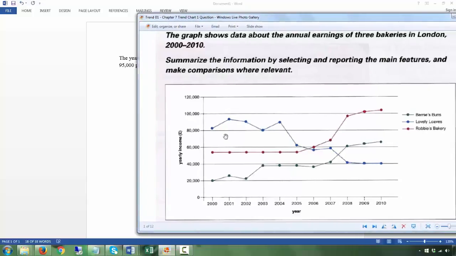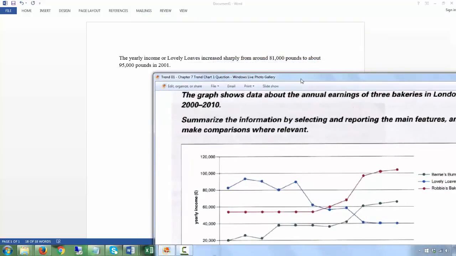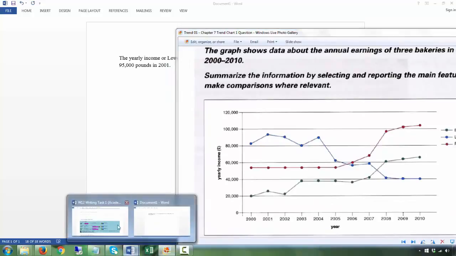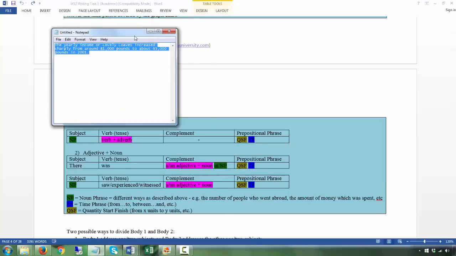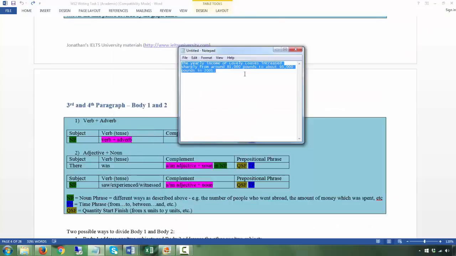So I'm not saying that you should describe it in so much detail like that. In fact, I wouldn't, because you don't have time. But I'm just showing you how to write that sentence to describe just this particular change. Okay, so let's look at the other way. This is the first method.